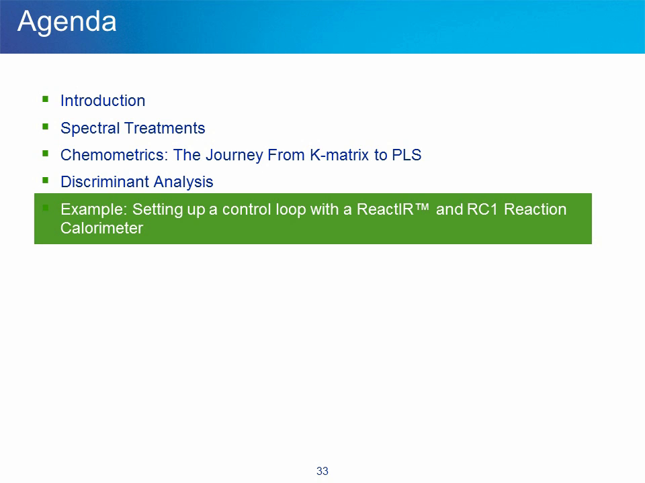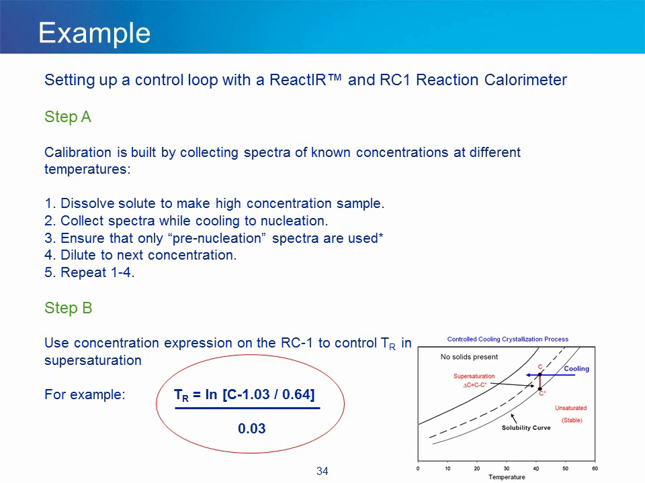Example, setting up a control loop with a ReactIR and an RC1 reaction calorimeter. Because we're able to link the ReactIR to other AutoChem instruments, we can use a single interface with our IC-Quant result to monitor or control a reaction or process.